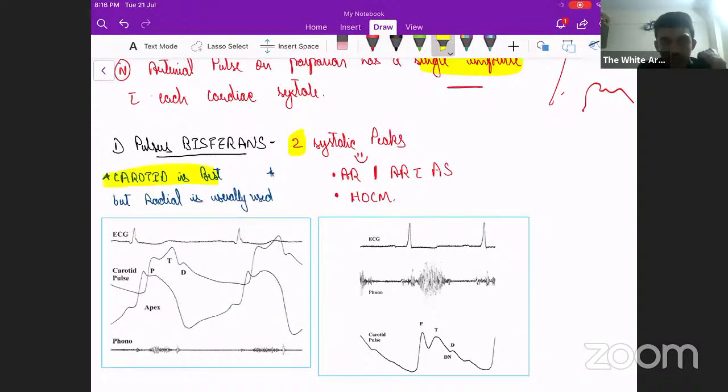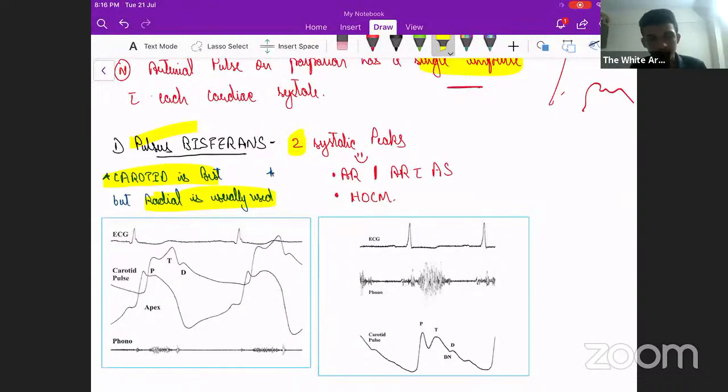Carotid is the best site for palpation, no doubt, to elicit pulsus bisferiens, but the radial artery is usually used because in case of aortic regurgitation with aortic stenosis, you will expect bruit to be present in the area of the carotid. So that time you might not be able to elicit this. So you'll go and look at the radial in that case.